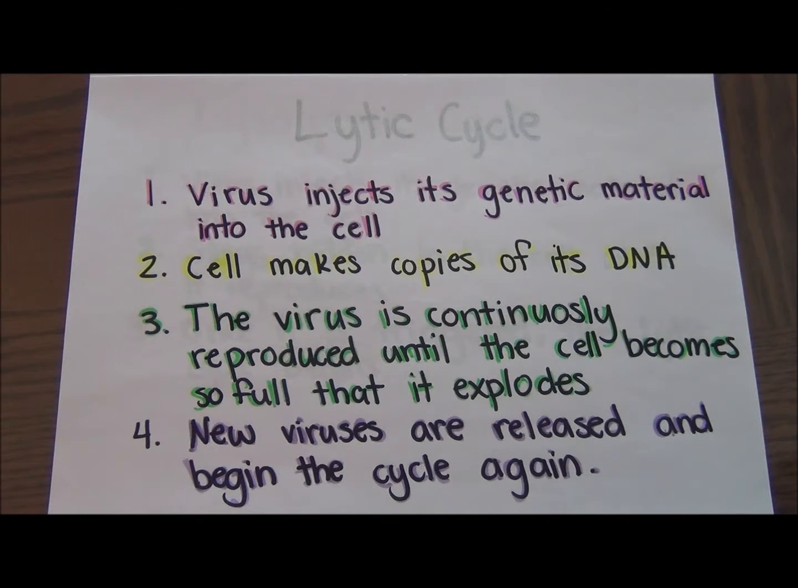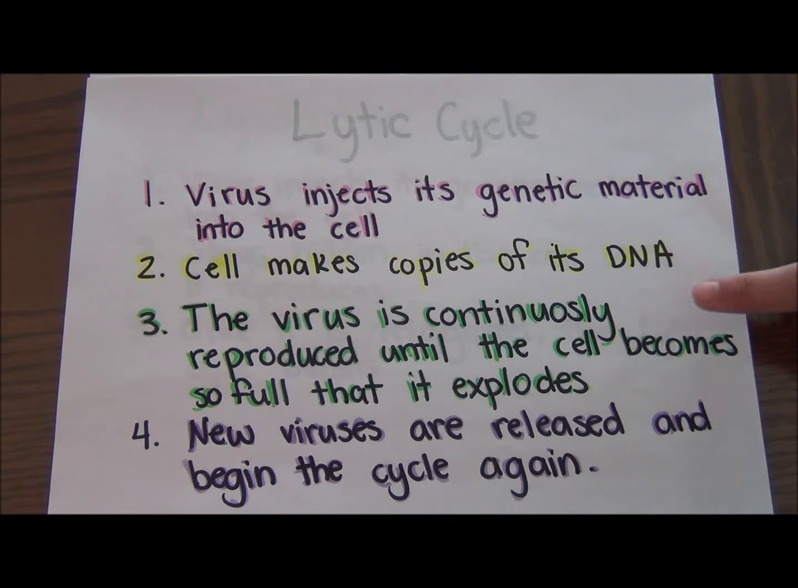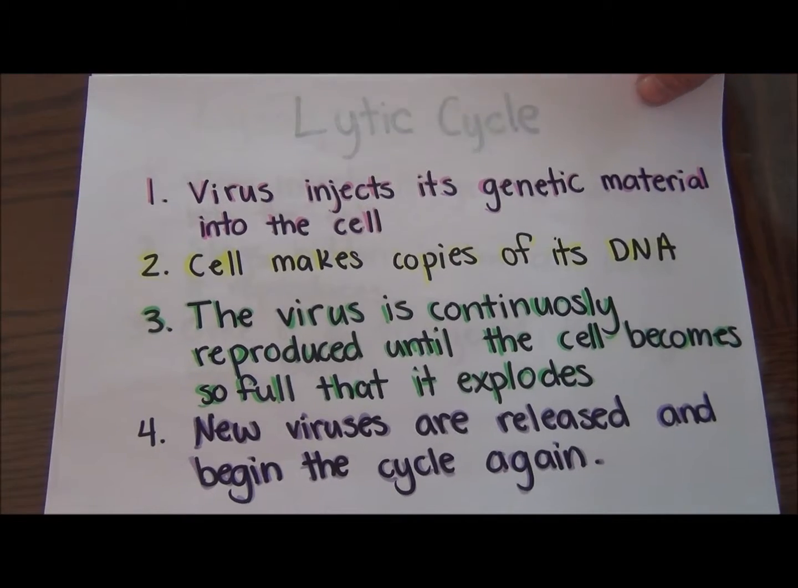So now I'm going to read the steps of each cycle first, and then I will show you a visual depiction of the cycles as well with some more elaboration. So first, the virus injects its genetic material into the cell. The cell makes copies of the virus's DNA. The virus is continuously reproduced until the cell becomes so full that it explodes, and new viruses are released and begin the cycle again. So again, that was the lytic cycle.